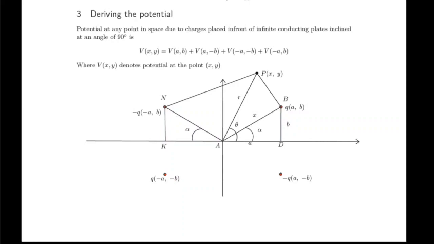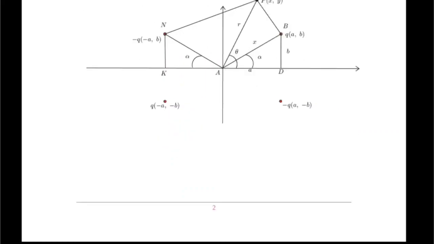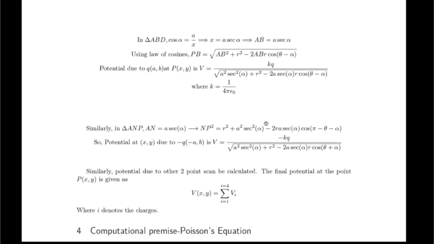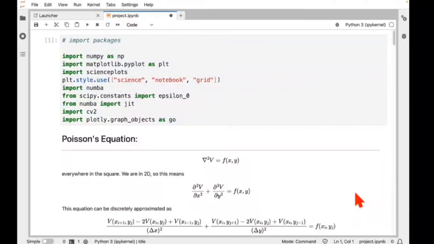The potential due to the charge at B at point P can be easily determined if we know the distance PB, and the distance PB can be obtained using the law of cosines, and the potential due to other charges at the point P can be derived in a similar manner. Here is the expression of potential due to all the four charges at the point P. So now we come to the part where we will be solving this problem using computational techniques.